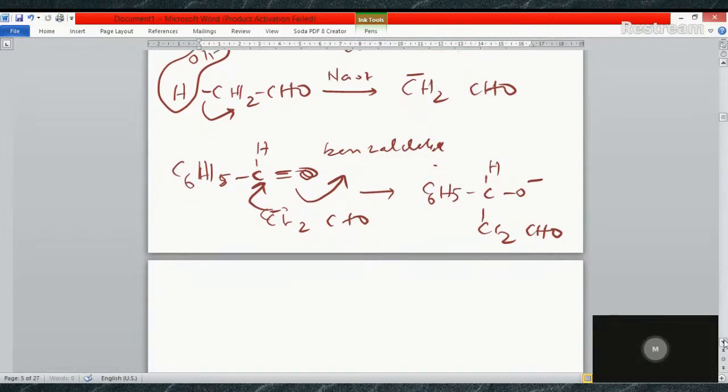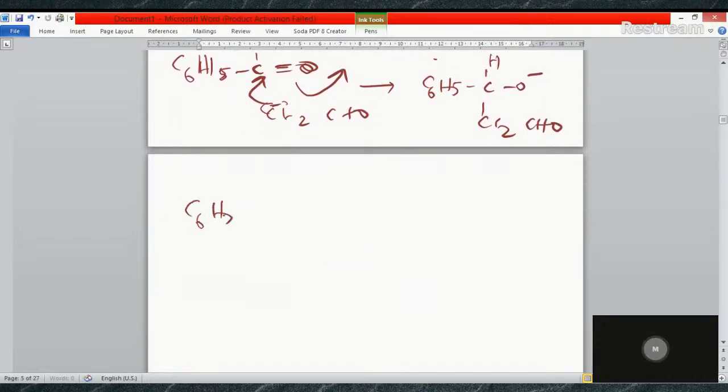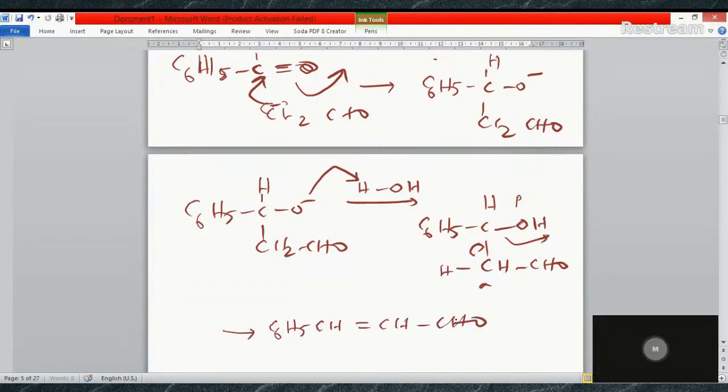While protonation, what is happening? C6H5 CHO minus CH2CH4 on treatment with water, HOH, gives electron to this hydrogen so that we can have C6H5CHOH, and one of the hydrogens is taken outside. Alpha and beta, in between them, there is a removal of water, the dehydration on heating. It gives C6H5CH double bond CH single bond CH.